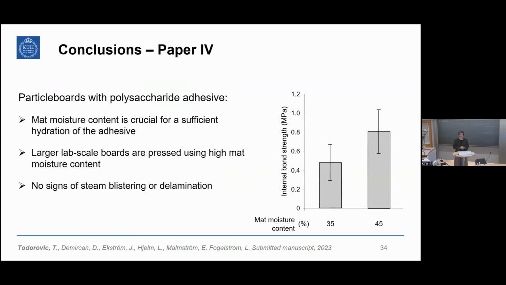So to conclude this part of the project, particle boards with polysaccharide adhesives can be prepared, but mat moisture content is crucial for the hydration of the adhesives and for bond strength. Larger lab-scale particle boards can be prepared using high mat moisture content and without signs of steam blistering or delamination.